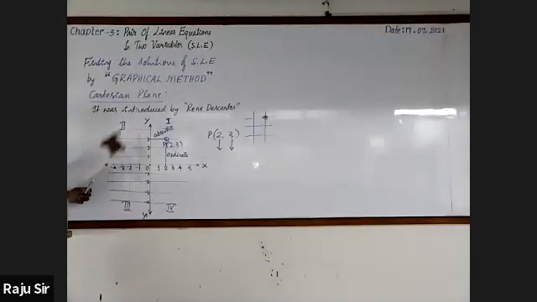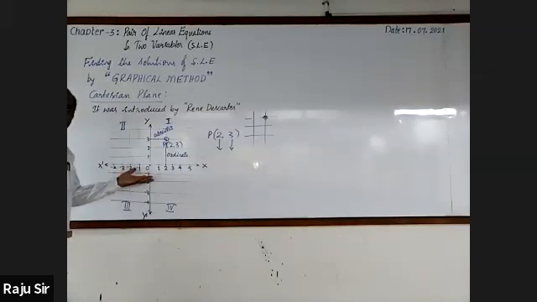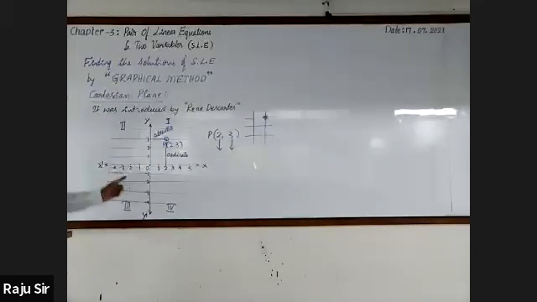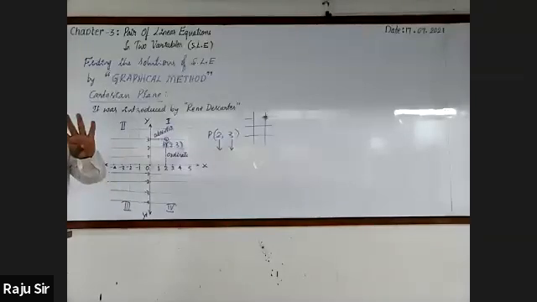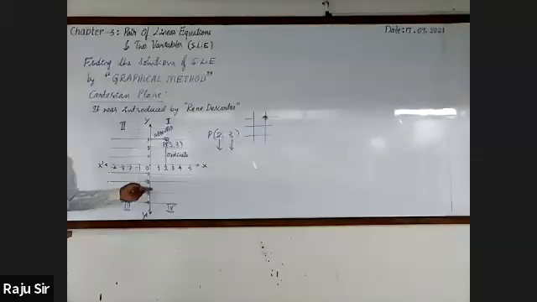Once again I tell you, the x-axis and y-axis will divide the Cartesian plane into 4 parts, and these are known as quadrants. 4 quadrants, 4 parts. And they are numbered as first, second, third, fourth in anti-clockwise direction.